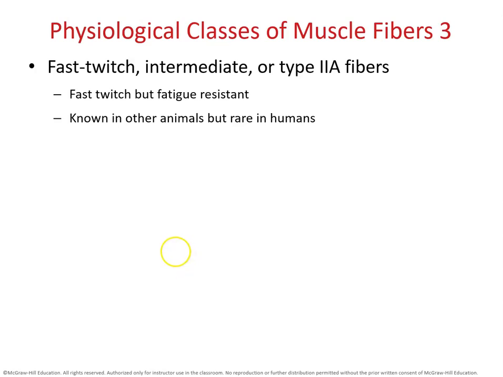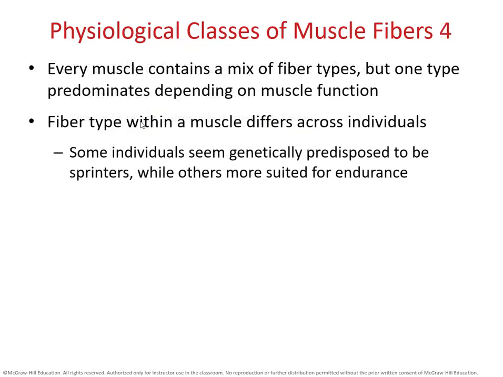And then we can talk about this intermediate or fast twitch or type 2A fibers. These are also fast twitch, but they're better at resisting fatigue. Humans don't have very many of these. Some other animal species do. If we look at any muscle in the body, they're going to have a mixture of the different muscle fiber types, but one muscle fiber type will be predominant in that particular muscle.